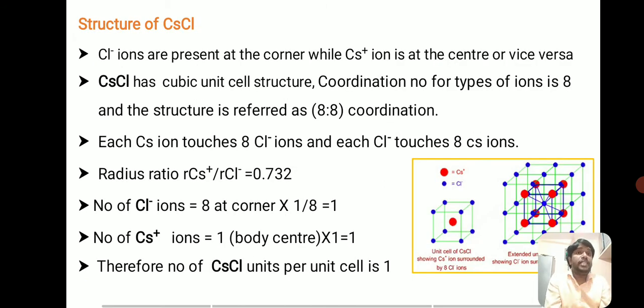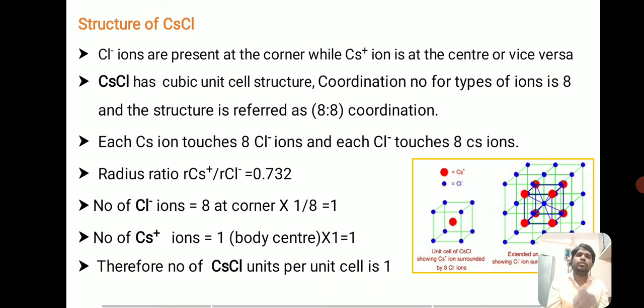Coming to the structure of cesium chloride. Here in the cesium chloride structure, chloride ions are present at the corners and the cesium ion is at the center, or vice versa. It may be reversed. So in this structure, cesium chloride has a cubic unit cell structure. The coordination number for these ions is 8 and the structure is referred to as 8:8 coordination.